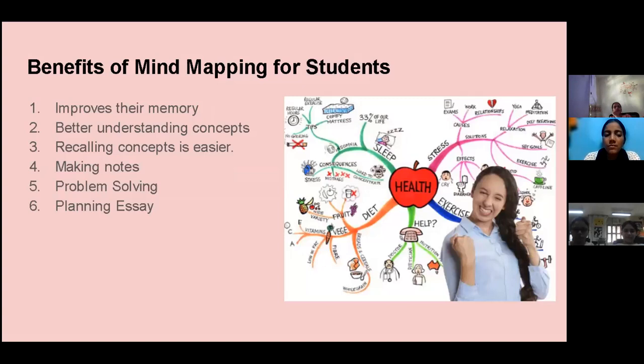As I told you, with big sentences, the concept is lost in that entire sentence. When we read the textbook, even the computer textbook, it is not only applicable for students, even we teachers also, when we start reading, we think, now where are we? So we get lost. So it improves the memory when you're using mind mapping.